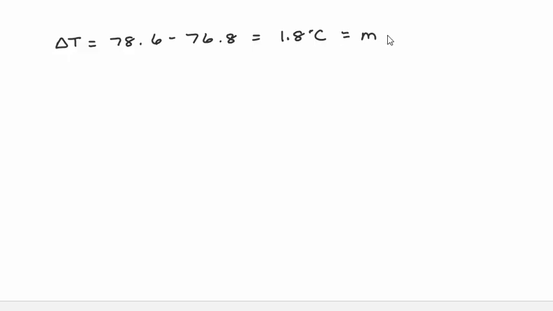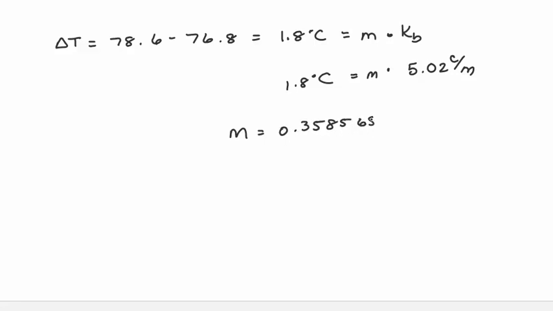So that gives me a delta T of 1.8 degrees Celsius. Now that delta T value is going to be equal to the molality times the Kb. The Kb was given to us, and that was 5.02 degrees Celsius per molal unit. So now we plug in what we have and solve for what we don't know. We don't know the molal unit, so we divide both sides by 5.02, and I get m equal to 0.35657. Now that is moles of solute over kilograms of solvent.